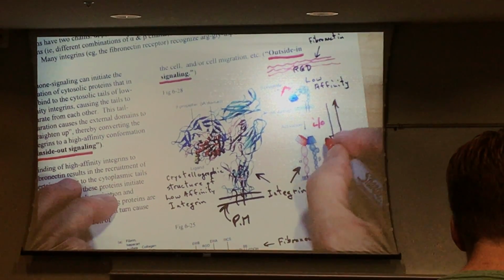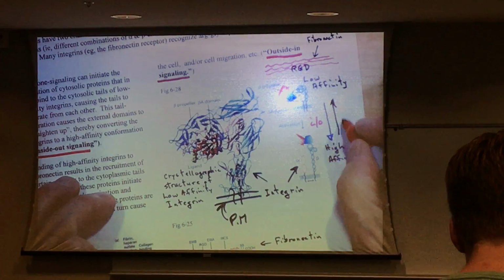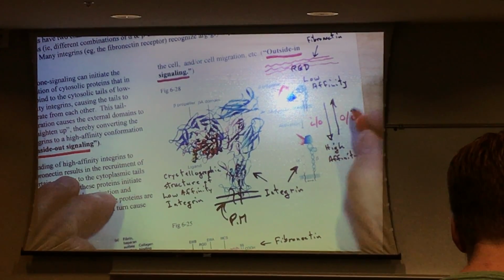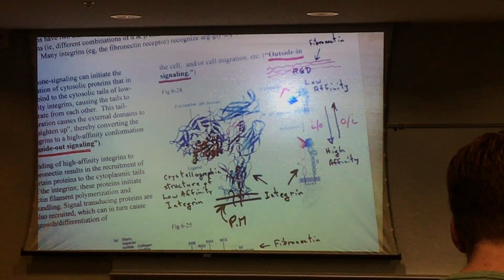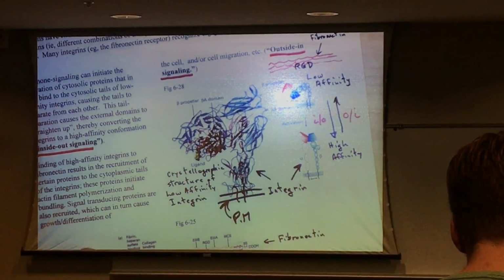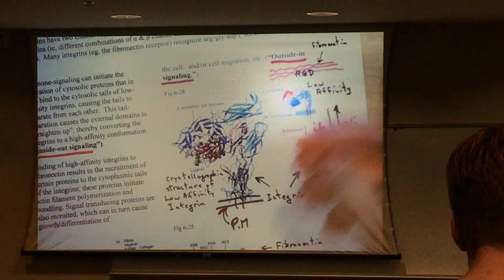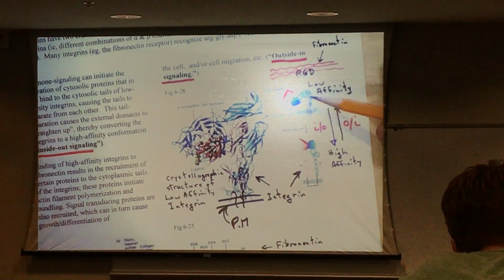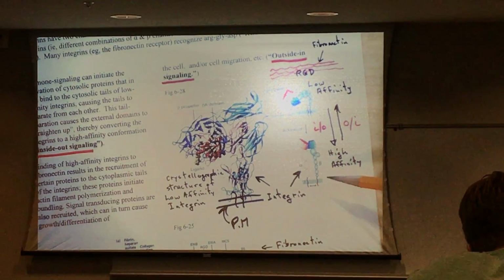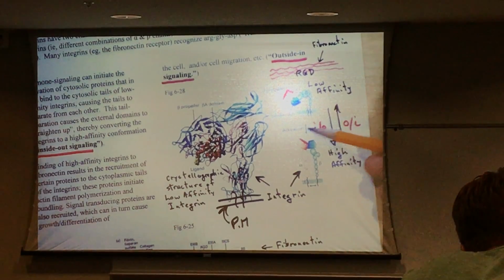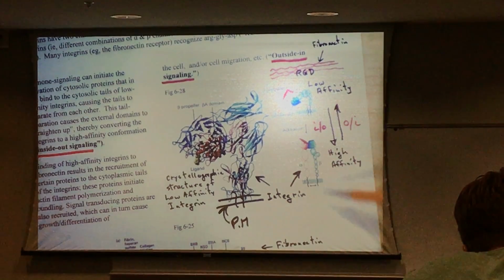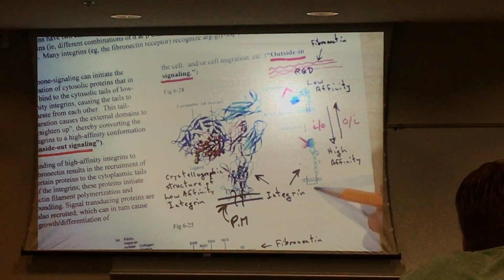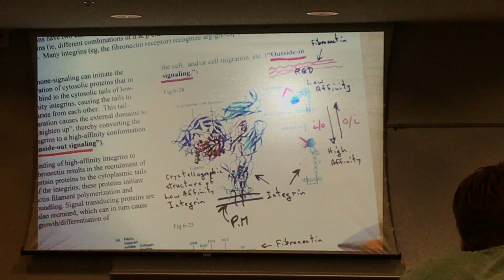Inside-out signaling, going this way. And going this way is so-called outside-in signaling. That's because internal signals can convert low affinity integrin to high affinity integrin. When high affinity integrin interacts with its ligands, it recruits signal transduction molecules down here on its tails that then initiate signals to the interior of the cell.